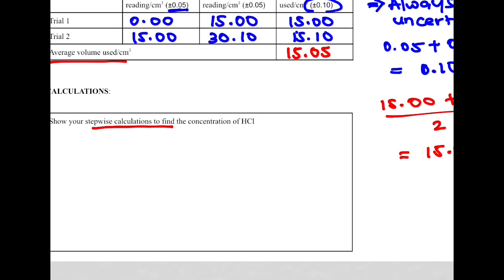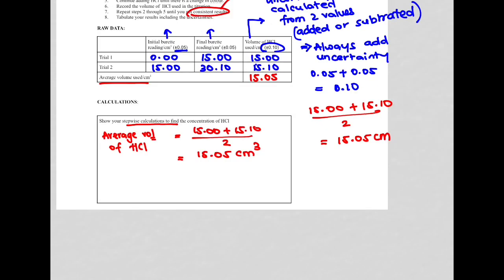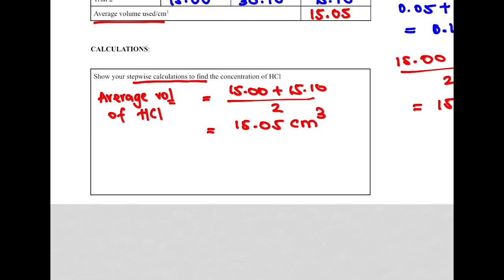Now, let's see calculation. For my calculation, I want to show all the steps as clearly as possible. So I'm going to start with my average, actually, like this. And when you're using average, let's say you have done the titration 7 times. When you're doing your average, you only use consistent results. So you're not going to use all the 7 results. You will use only values that agree to 0.1 centimeter cube. So this is important.